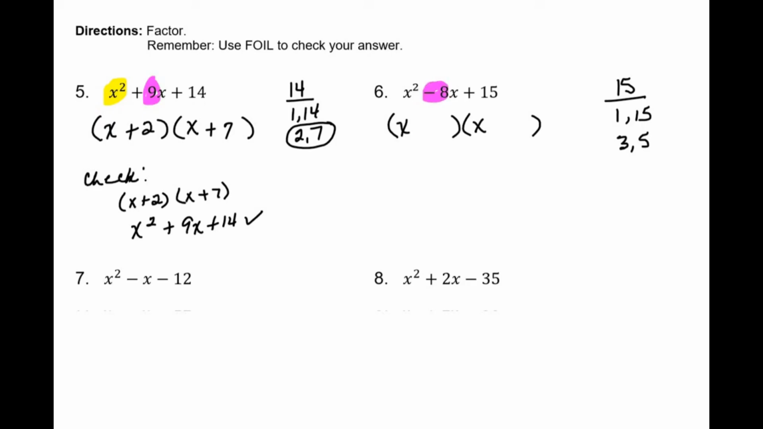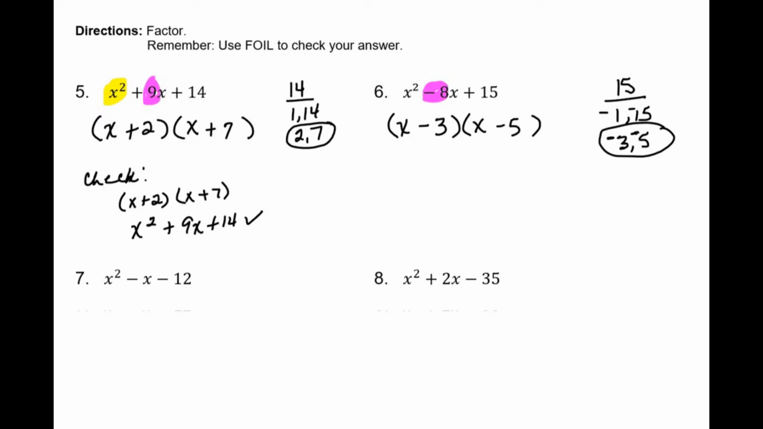So if I need the two numbers to add to be negative, that means that both of these numbers over here have to be negative, right? When I multiply these two numbers together, I can get 15. And when I add them together, I want them to get negative 8. So I'm going to be using negative 3 and negative 5. So x minus 3, x minus 5 is my answer.